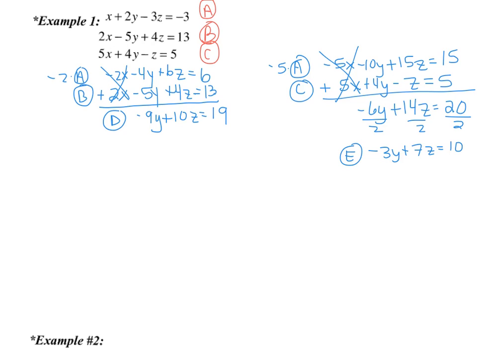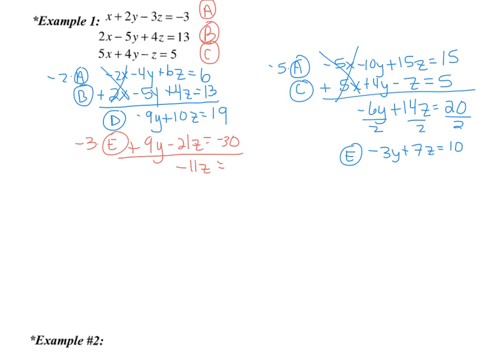So now I'm going to pair up D and E and eliminate another variable. So I notice that I've got 9 and 3 multiples of each other. So I'm going to keep equation D as it is, but I'm going to multiply equation E by negative 3. So that I get positive 9y minus 21z equals negative 30. And we're going to add straight down. 10z take away 21z gives us negative 11z.